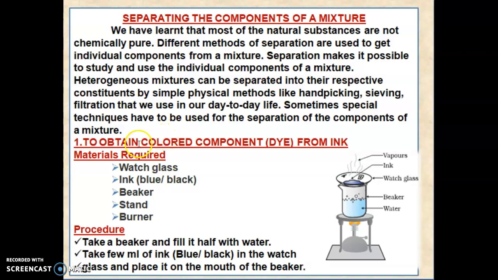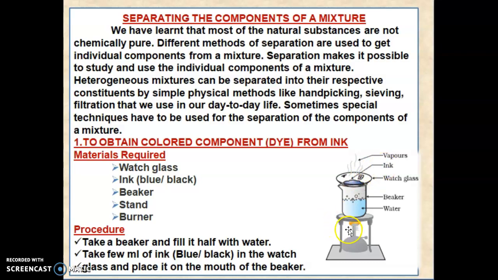First is to obtain a colored component from ink. The colored component is the dye. What are the materials required? Watch glass, ink, which can be black or blue, a beaker, a stand and a burner. You can see the diagram. This is a burner, this is a beaker, this is a watch glass, and this is the stand. Inside the beaker there is water, above that we keep a watch glass, and inside the watch glass there is ink.